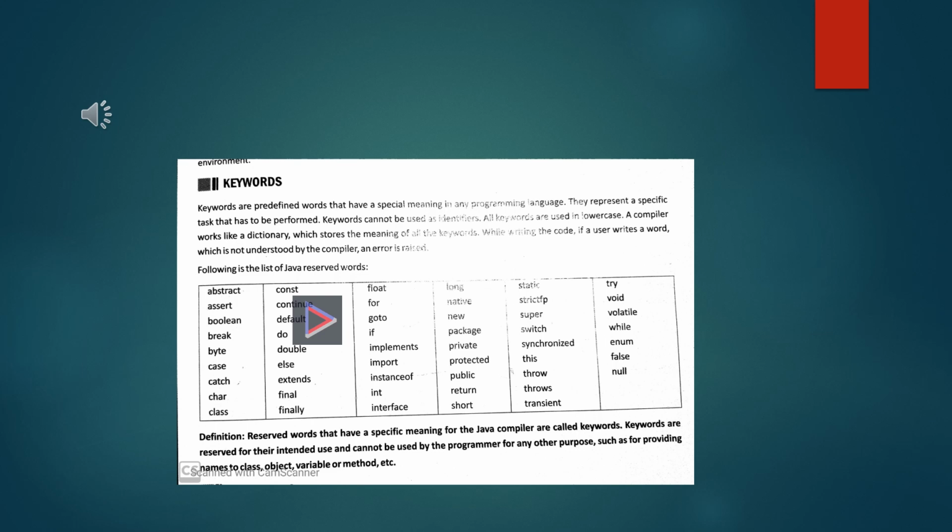Just look at the definition. It is a reserved word that has a specific meaning for the Java compiler. All are called keywords. These keywords are reserved for their intended use and cannot be used by the programmer for any other purpose, such as naming a class, object, variable or method. Now you see the list of keywords given here in the table.